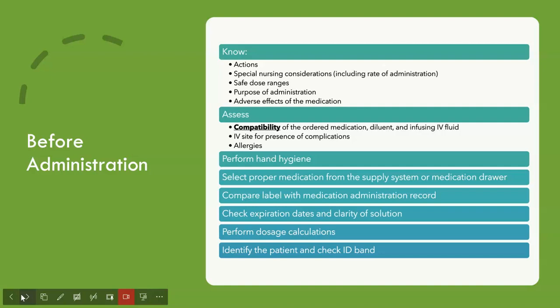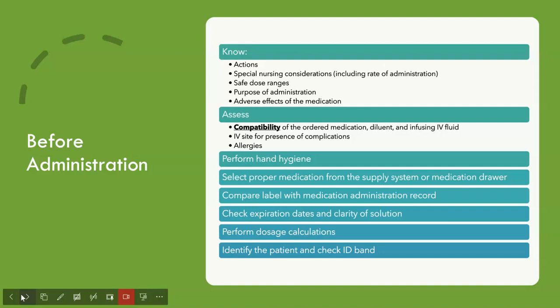So all IV medications, whether they are given over a longer period of time through an IV pump or they're like an IV push medication, most of them have a prescribed rate that they're supposed to be safely given by. We want to make sure that we know the safe dosage. And then the purpose of the administration. So why are we giving this? Are we giving it to help prevent clotting? Are we giving it to fight an infection? And then we also want to know any adverse effects of these certain medications.